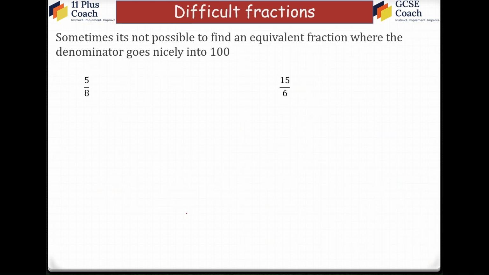What happens though when you have a fraction where the denominator can't go into 100? So here are 2 examples. Think about this. What would you do then? Okay, so the simple answer is when the denominator can't go into 100, then you convert the fraction into a decimal first. And then from there, to go to a percentage is straightforward. You simply times by 100. So there are other ways, but I think this way is probably the simplest to understand.